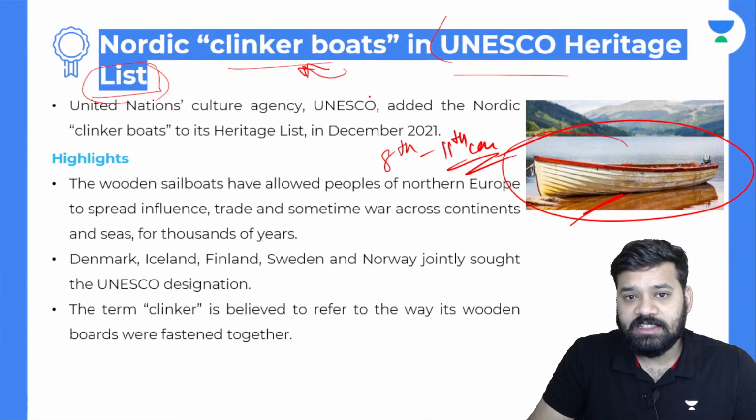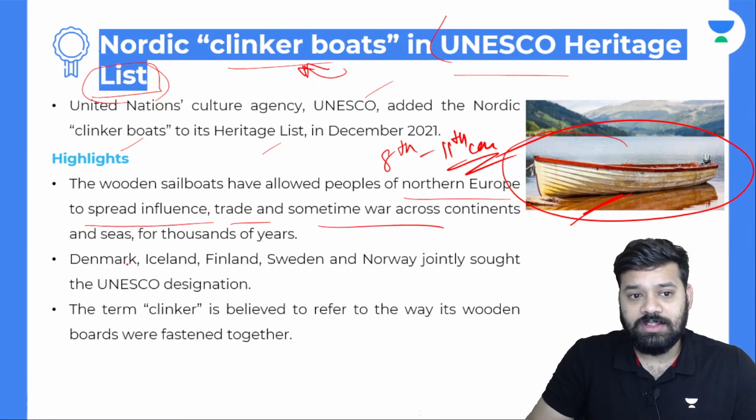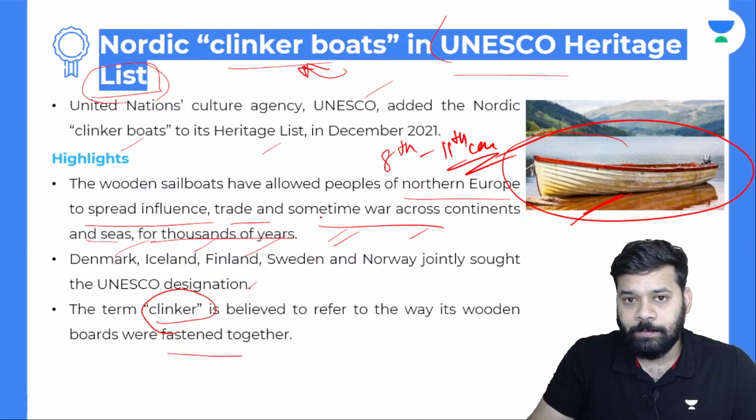The United Nations culture agency UNESCO added the Nordic clinker boats to its heritage list in December 2021. What are the highlights? The wooden sailboats have allowed people of Northern Europe to spread influence, trade, and sometimes war across continents and seas for thousands of years. Denmark, Iceland, Finland, Sweden, and Norway jointly sought UNESCO designation. The term clinker is believed to refer to the way its wooden boats were fastened together. Fastened means fixed together.